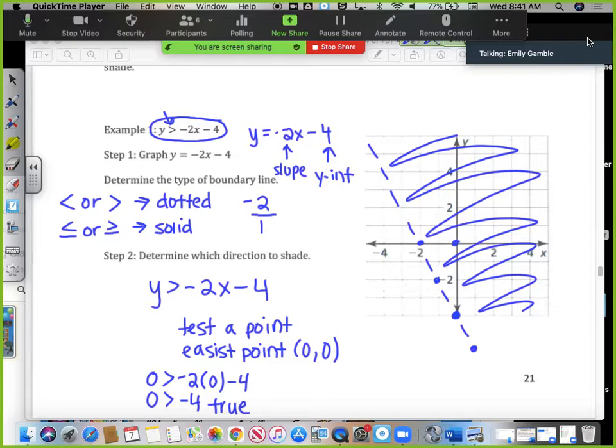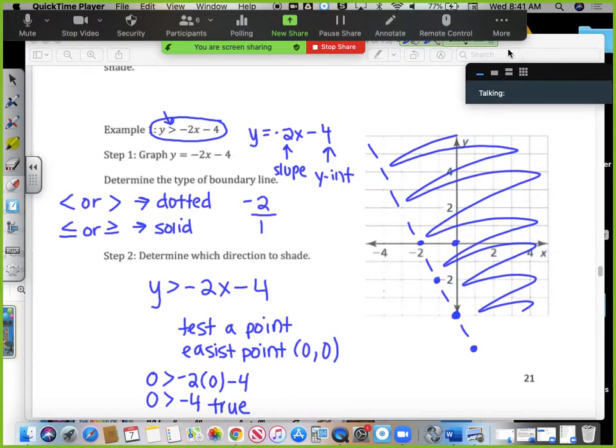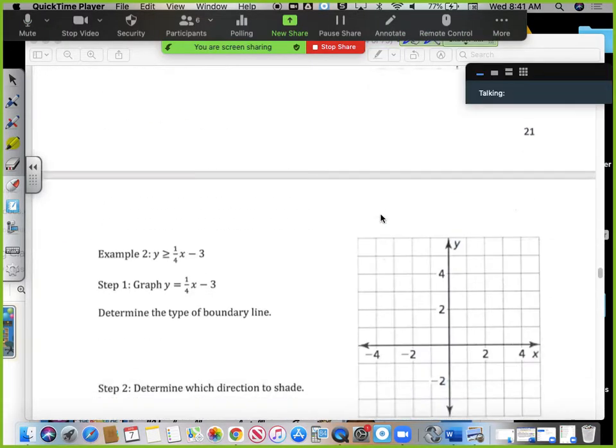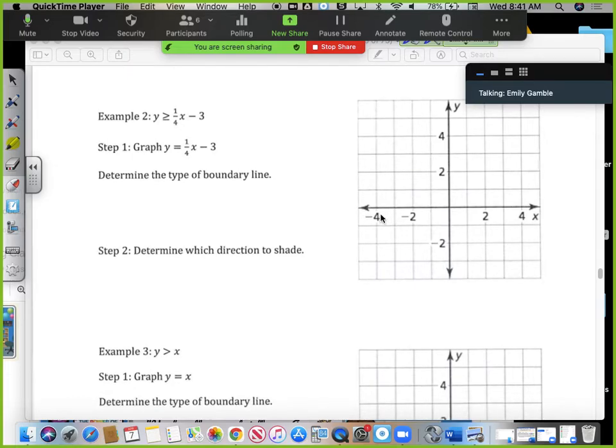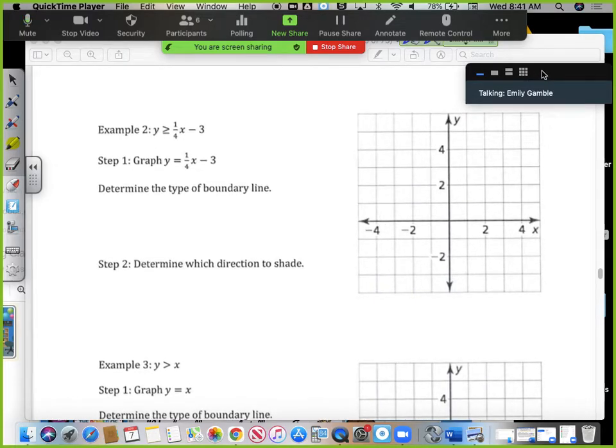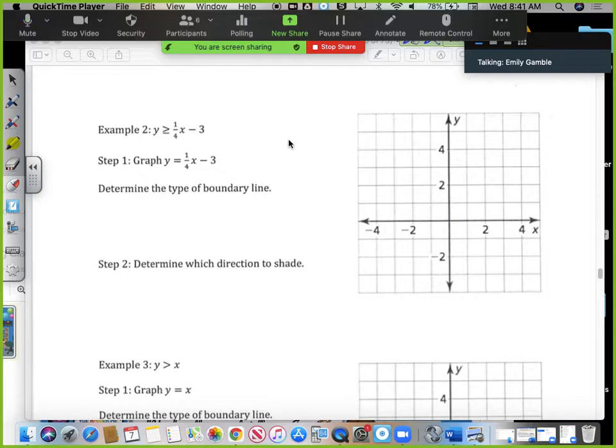All right, so let's try the next problem. Flip this over to the next page. So in example 2, we are graphing the inequality y is greater than or equal to 1/4 x minus 3.